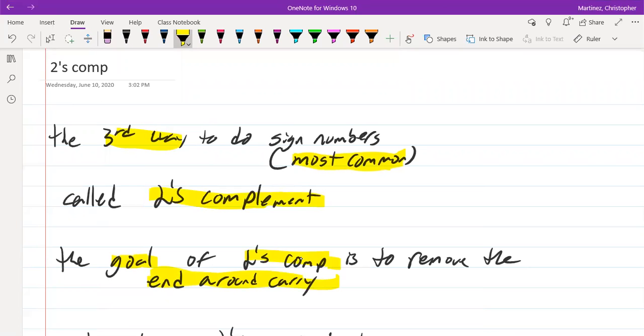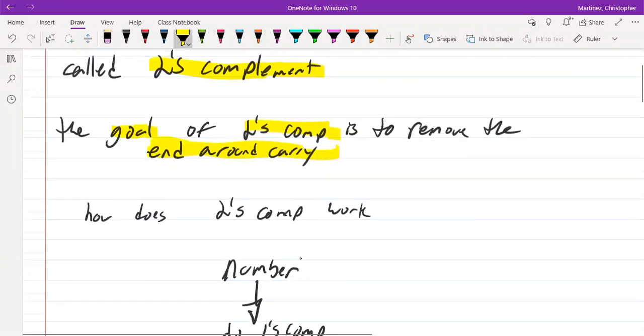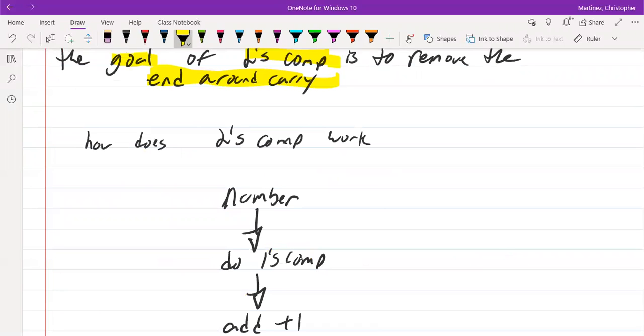That end around carry, while it's real easy for us to handle, we want to try to get our operations down into one single step. We don't want to have to worry about finding the last carry and bringing it all the way back around. So how does 2's complement work? Well, we're going to take advantage of 1's complement and just make a little bit of a difference to it.